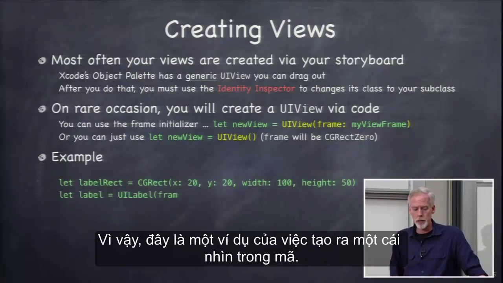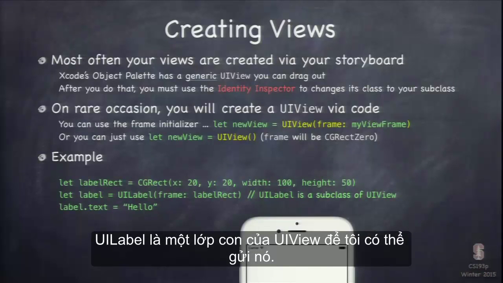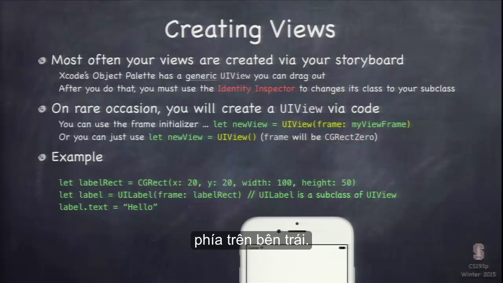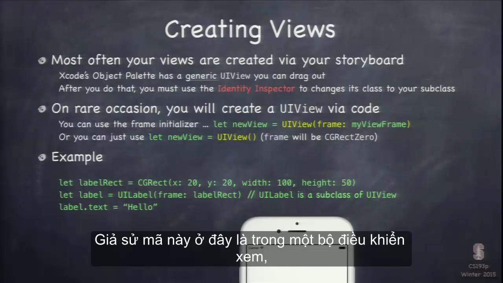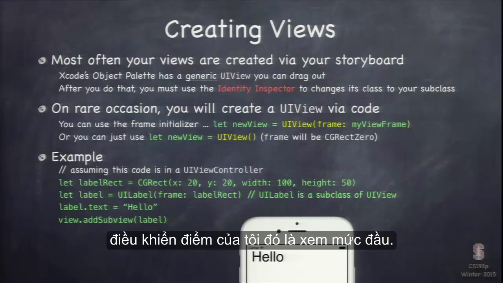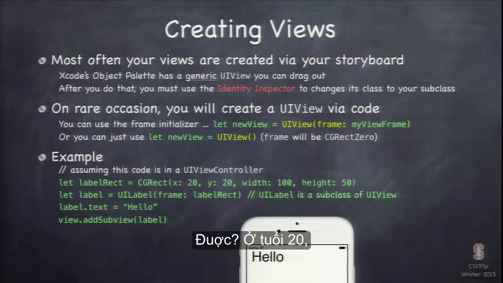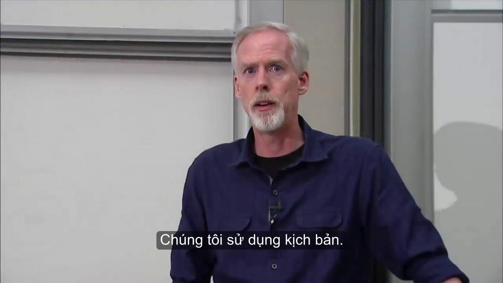So here's an example of creating a view in code. I'm going to use UILabel. A UILabel is a subclass of UIView, so I can send it UILabel(frame:). I just give it this frame, which is kind of in the upper left. Notice I've created this view, but it's not on screen yet. Okay? Assuming this code here is in a view controller, I could then say view.addSubview, because remember, view is a property in my view controller, which is that top level view. And I could say addSubview of the label, and boom, it'll appear on screen. Okay, at 20, 20, width 100, height 50. Okay? So it is possible to create views in code. We almost never do that in iOS. We use storyboards.